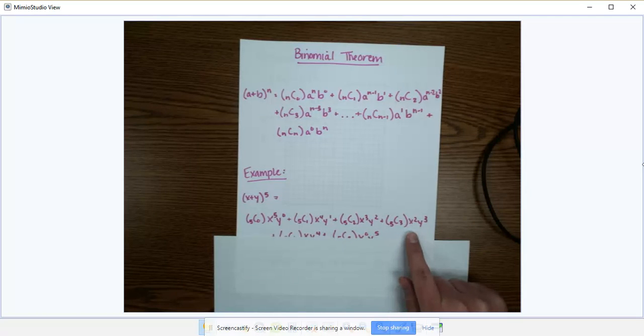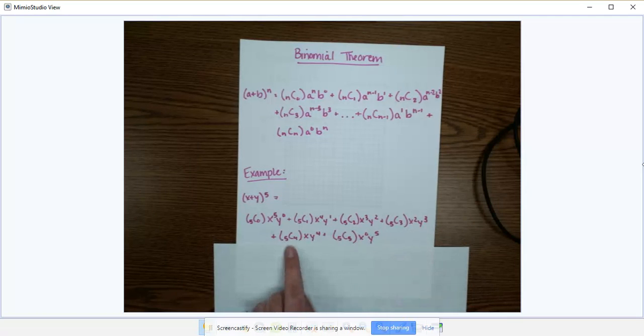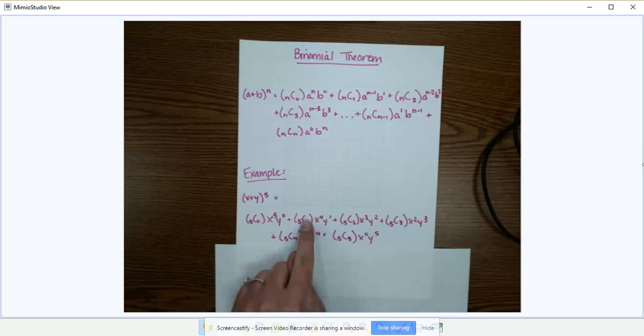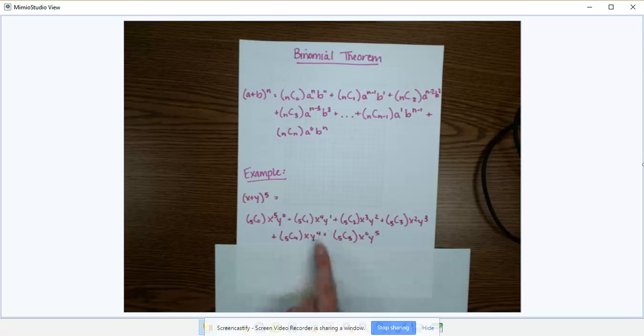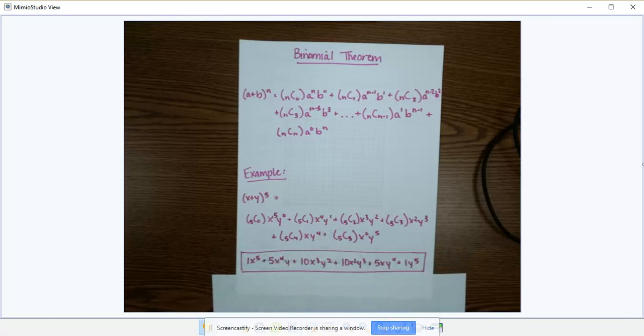Remember, our x's are decreasing, y's are increasing. Plus 5 choose 4, x to the 1st, y to the 4th. 5 choose 5, x to the 0, y to the 5th. Okay, knowing that to the 5th power we can use Pascal's triangle, if you wrote that down, you know that the coefficients would be 1, 5, 10, 10, 5, 1. I rewrote it and simplified it. So all those combinations in parentheses are just coefficients.